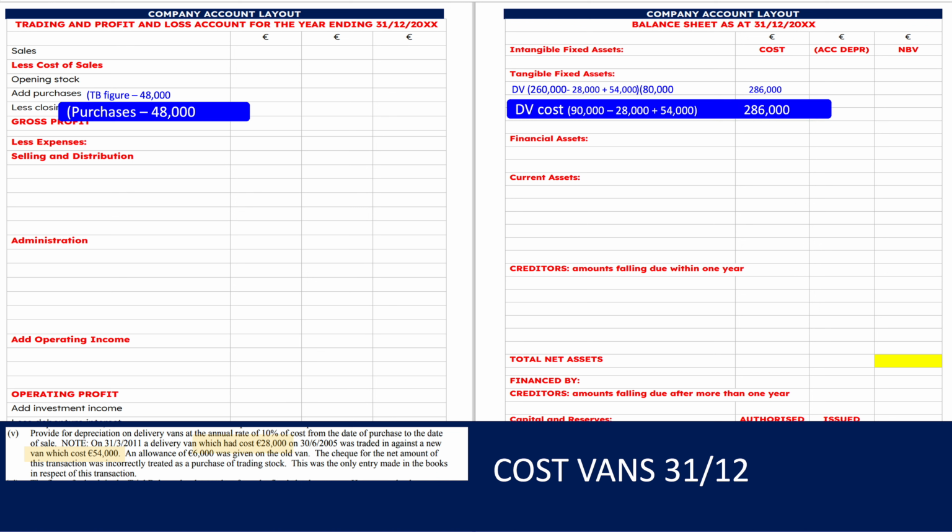So from our 260, we'll minus the old 28, add the new 54, and that gives us 286,000 euro cost of vans. Now we have the depreciation charge for the year. So it was traded in on the 31st of the 3rd. So for the first 3 months, we had vans that cost 260,000 euro there. Sorry, that should say 260,000 euro. That's a typo there. So we had 260,000 euro.